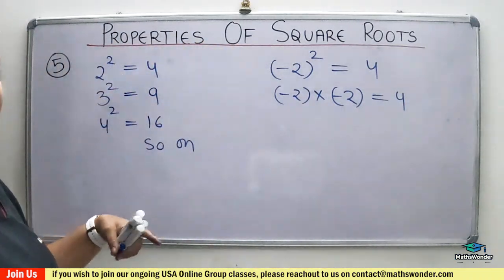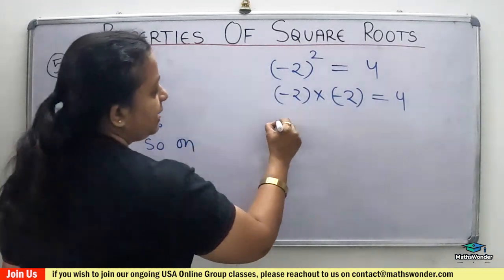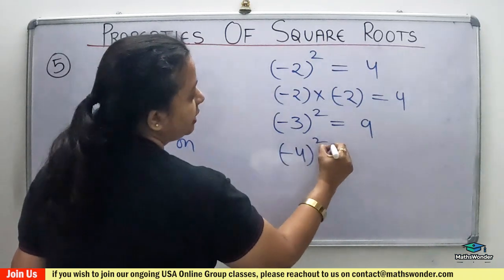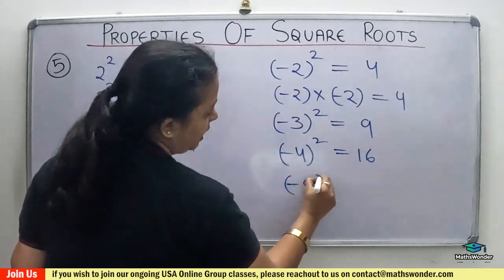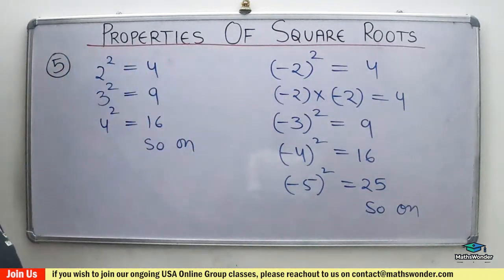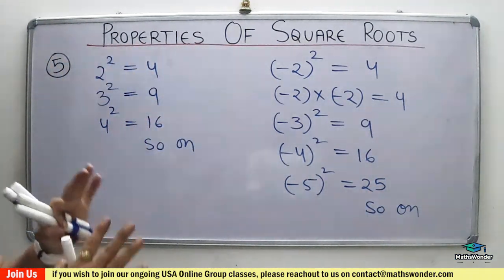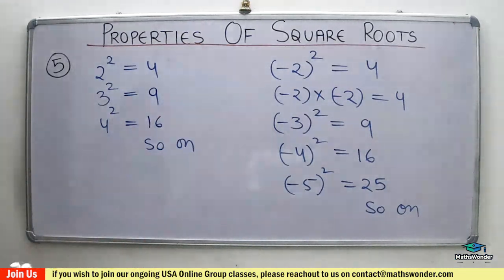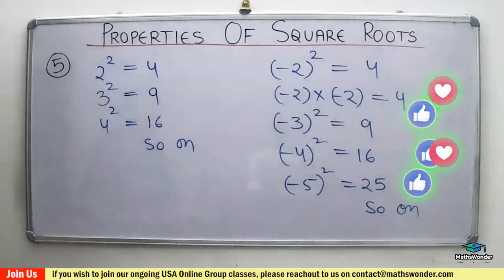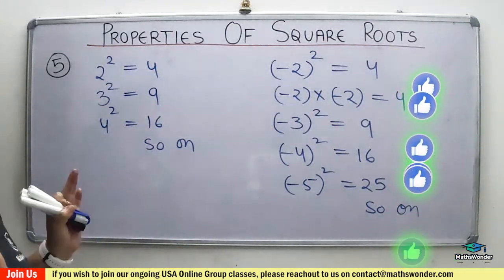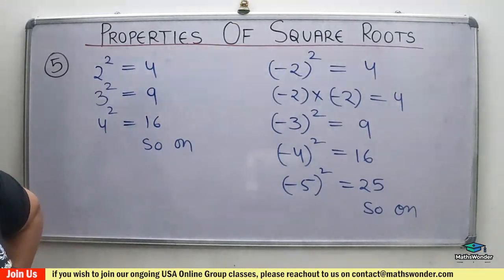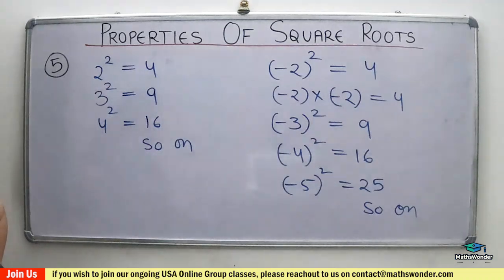So all the squares will give a positive sign. That's why negative 3 square will be 9 only. Negative 4 square will be 16 only. Negative 5 square will be 25 and so on. I am not writing all. So negative numbers have no square root in the system of rational numbers or any other number. So basically if you square any negative number, you will get the positive square only. You will get the same thing.